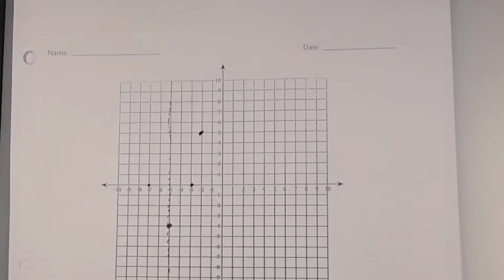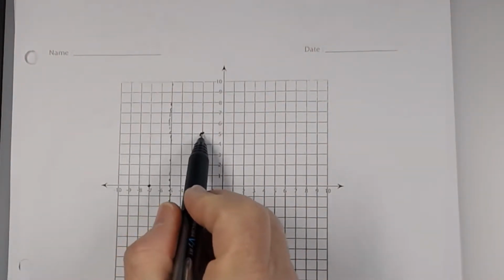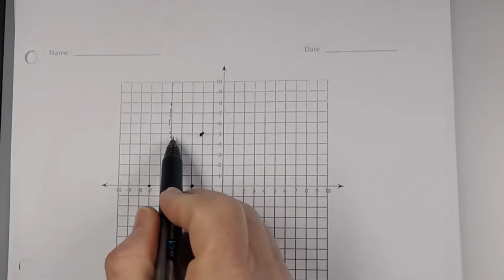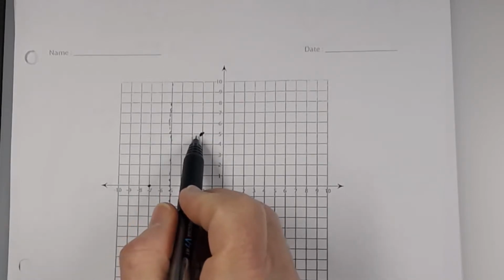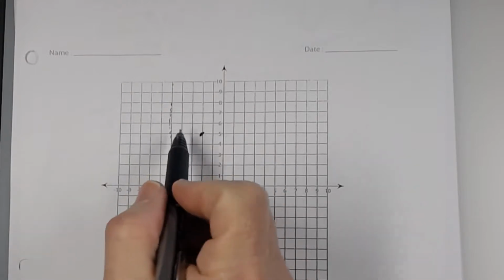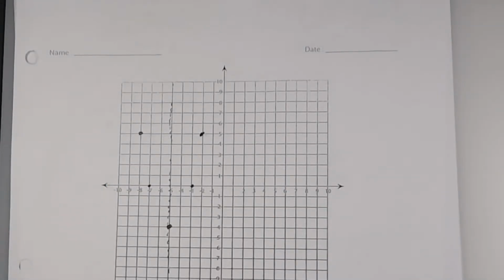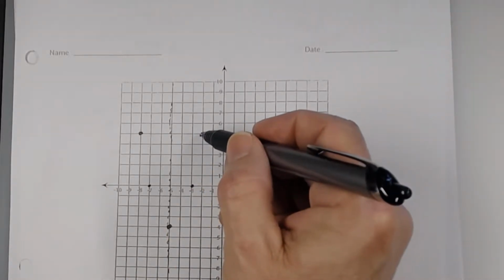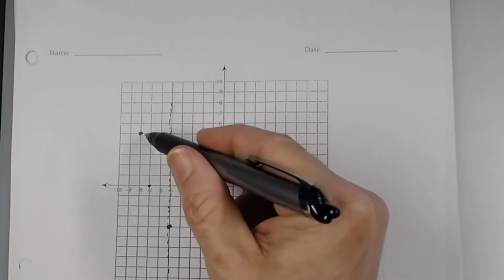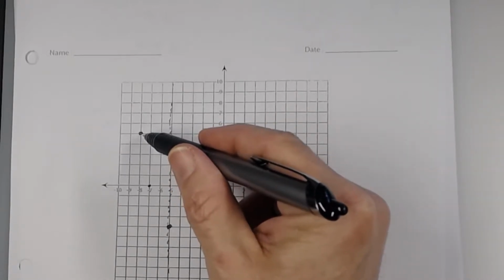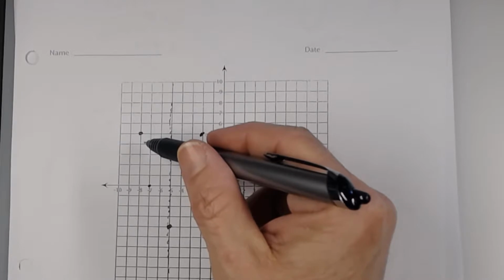Now, all you do is use symmetry. Listen to this. How many units is this point that I just plotted away from the axis of symmetry? 3. So I go 3 units to the other side. 1, 2, 3, and there's the other point. See what I did? Use symmetry. So I found this point. So then I go the same distance to the other side and I get that point.